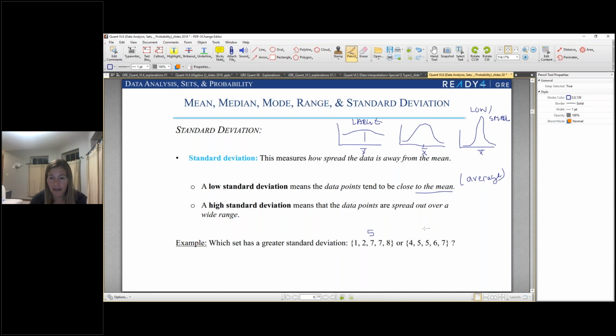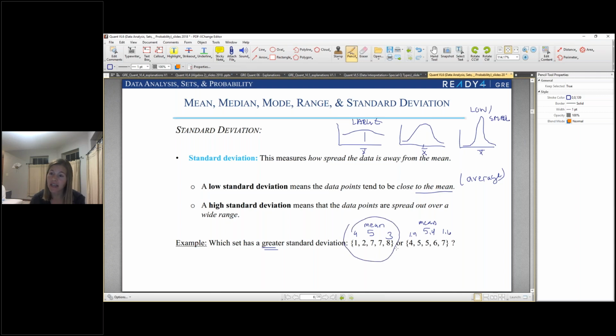Yes, 5.4. Sorry, I had it the other way. Okay, so your mean is 5, and here the mean is 5.4. So then you say to yourself, okay, which one has the greater standard deviation? So which one has values that are further spread out from the mean? Well, here the 1 is about 4 away, and the 8 is 3 away. So that's pretty spread out. Up here, the 4 is only 1.4 away from the mean, and this is only 1.6 away from the mean. So yeah, this one is more spread out. This one has the greater standard deviation.